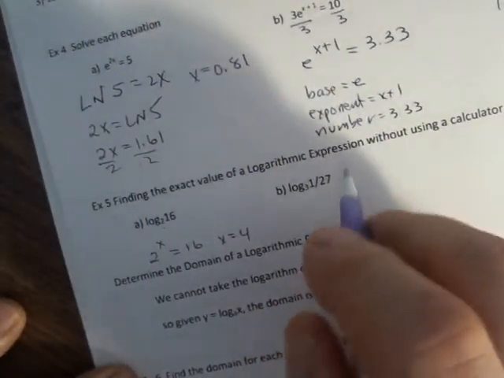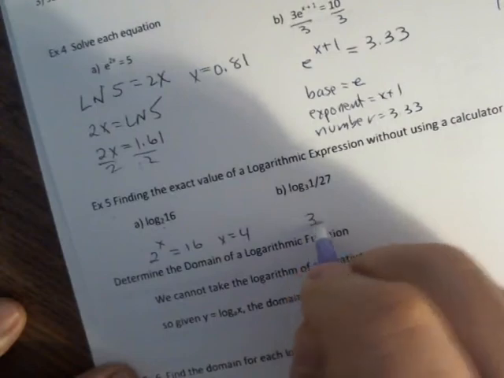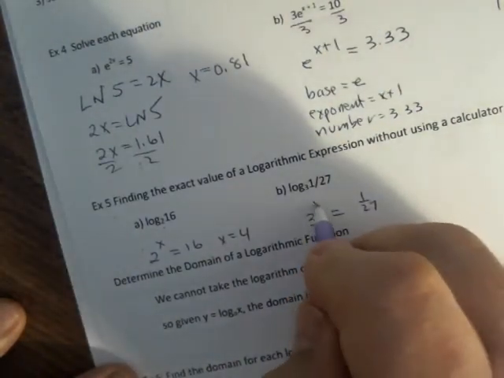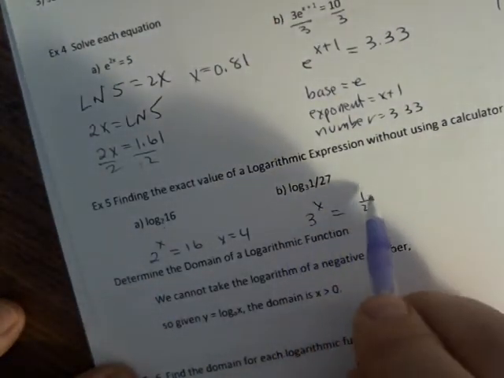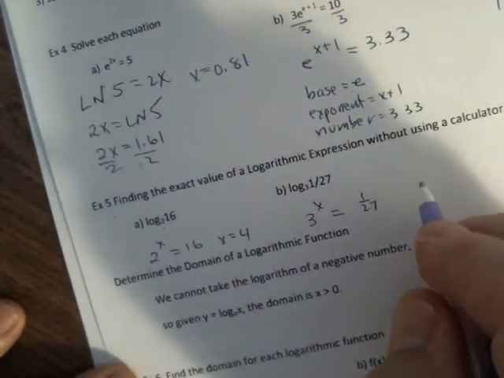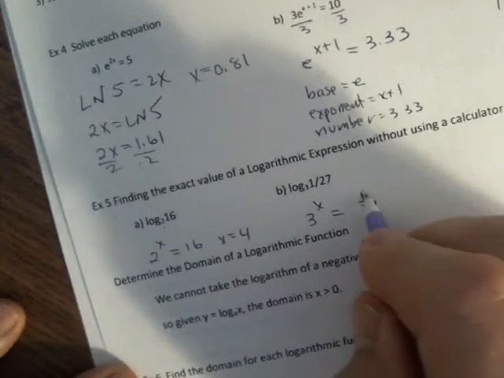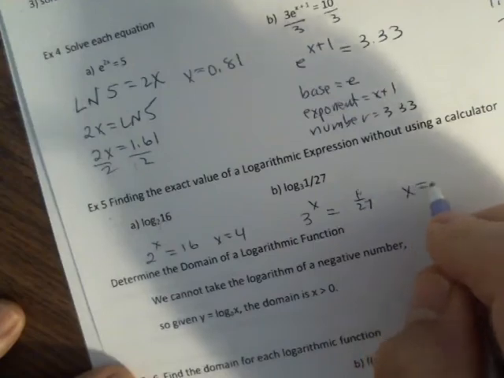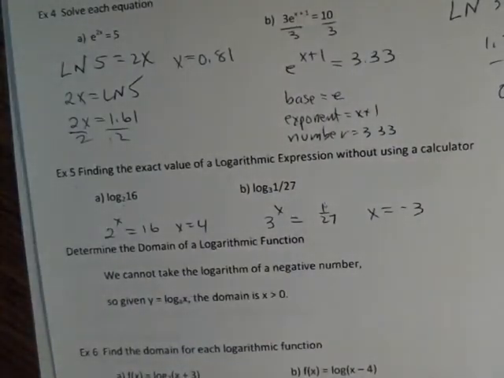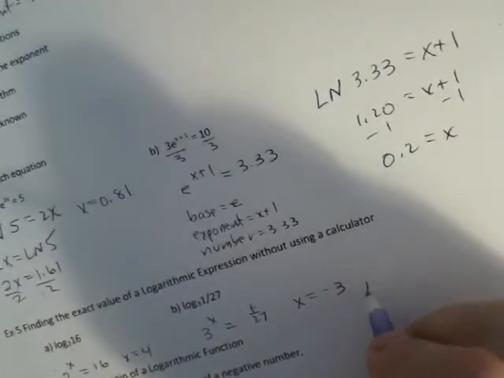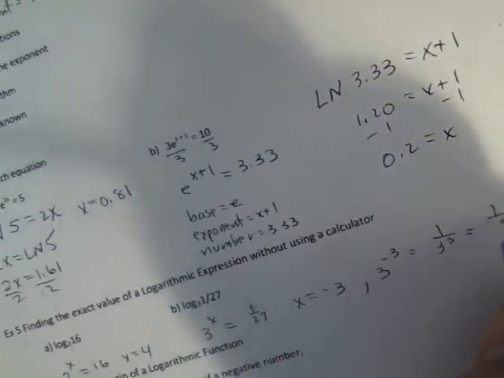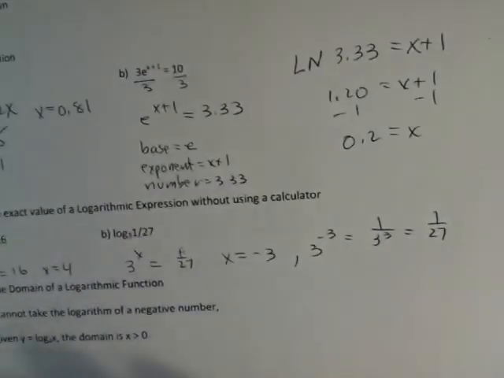Same thing with the next one. Again, 3 is my base, 1/27 is my number. I don't know my exponent. And since it's 1 over 27, then we have to have a negative exponent. And in this case, it would be negative 3, because 3 to the 3rd is 27. 3 to the negative 3 is 1 over 3 cubed, which is 1 over 27. So that's how I got that.